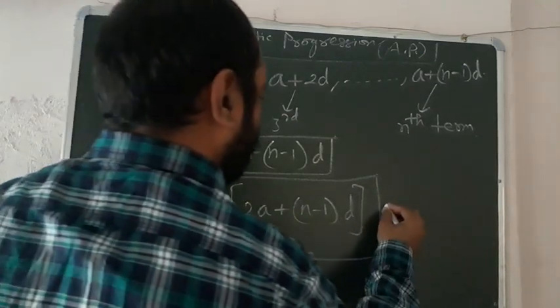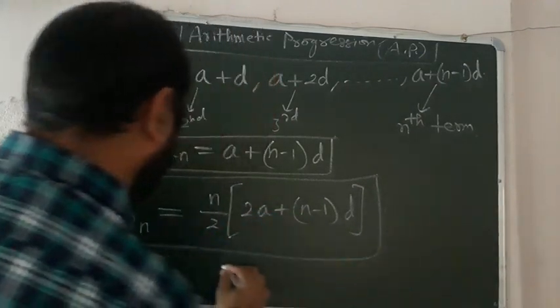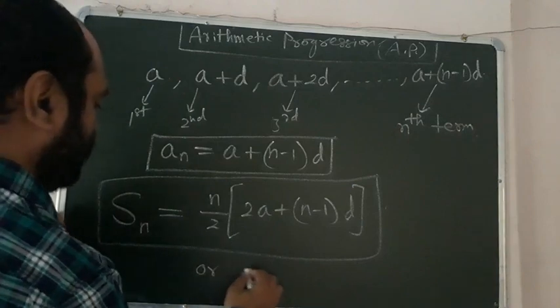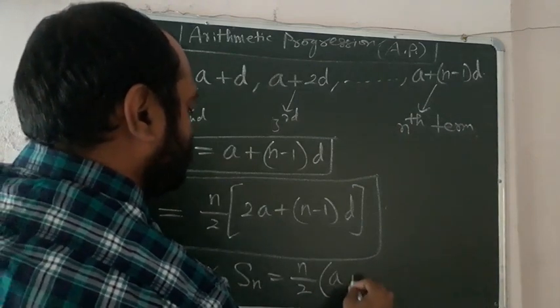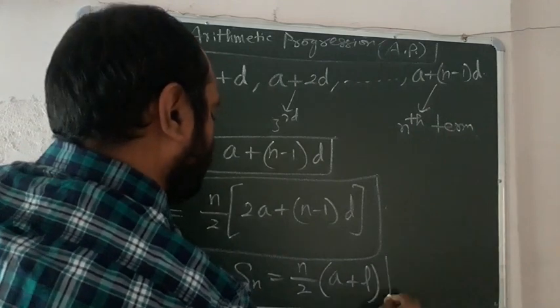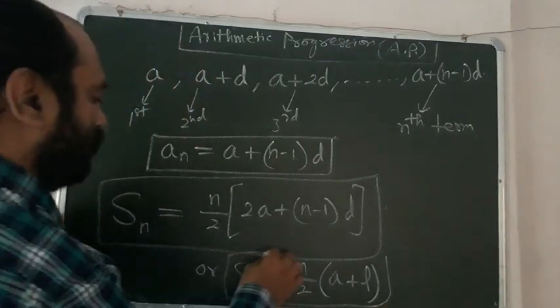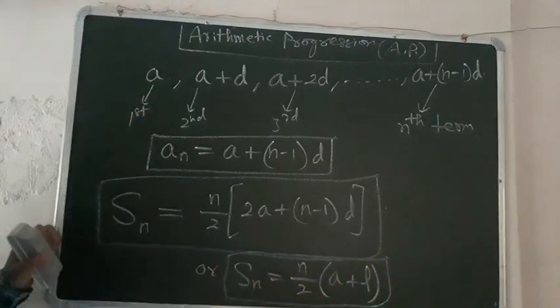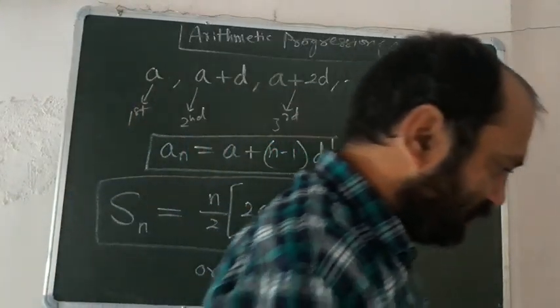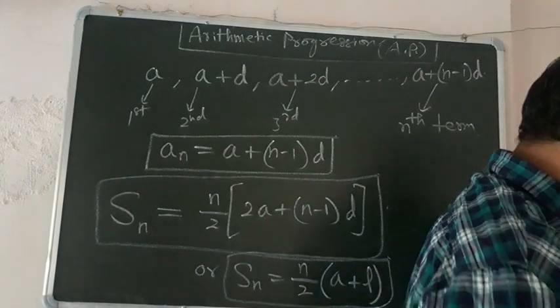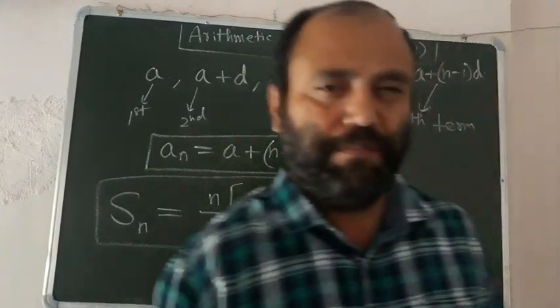Or you can write another formula, which you must have noted: Sn is equal to n by 2 into A plus L, first term plus last term. So you can also write the formula as Sn is equal to n by 2 into A plus L, right? Now let us do some examples here.